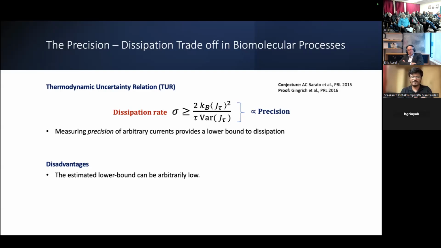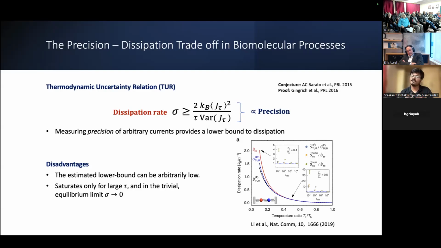First one is that the estimated lower bound can be arbitrarily low. You don't have any control over how low the value that you're estimating is. I mean, you will get a value very close to zero, but the actual dissipation could be way higher than that, and there is no control over how low this lower bound is. And then the second one is that the only known case where the bound saturates was the equilibrium limit.